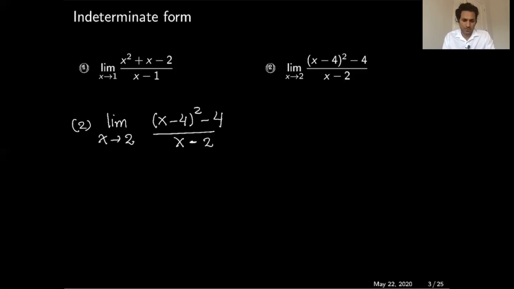Here is one more example where we will see that if I plug x equal to 2 in the top and bottom, I will get both 0 over 0 form.